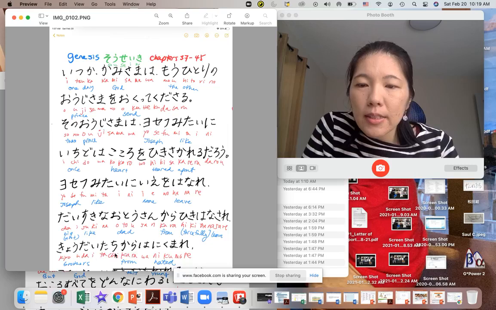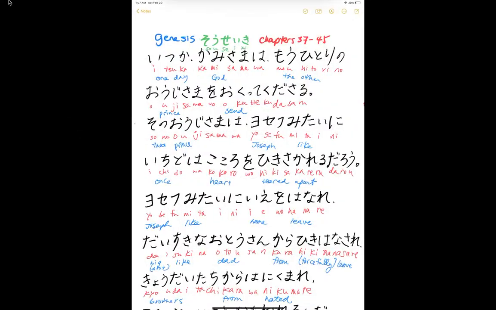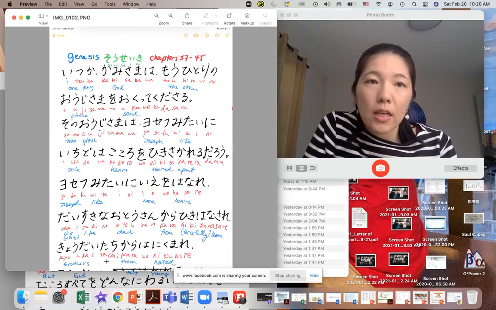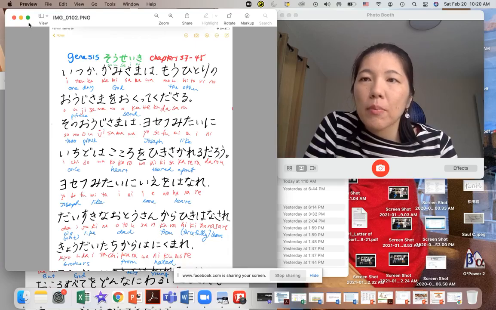兄弟たちからは憎まれ。Okay, sorry, I keep doing this. I just want to make sure that I'm not cutting the bottom. 兄弟たちからは憎まれ。兄弟 is brothers. たち makes a plural. 兄弟たちからは憎まれ。So hated from brothers, but hated by brothers, right?